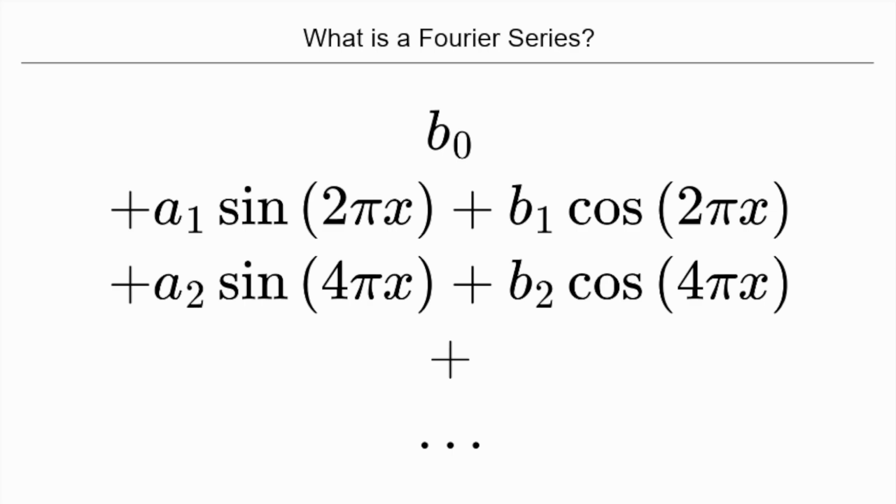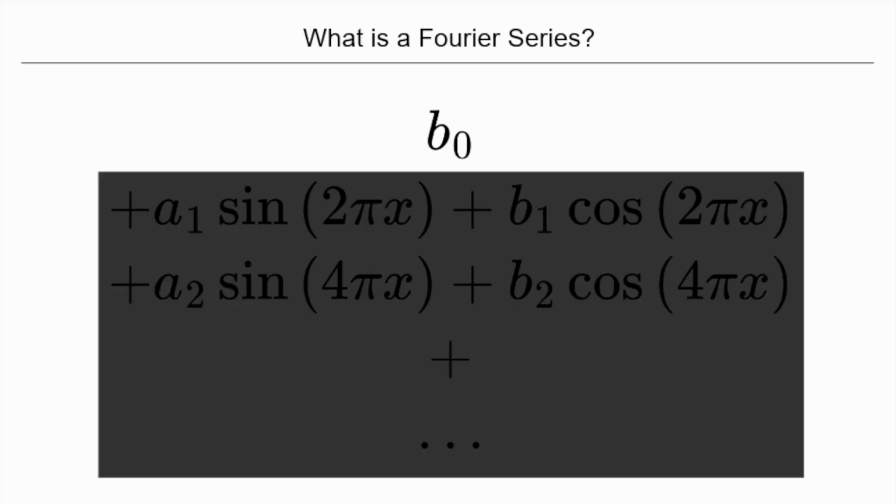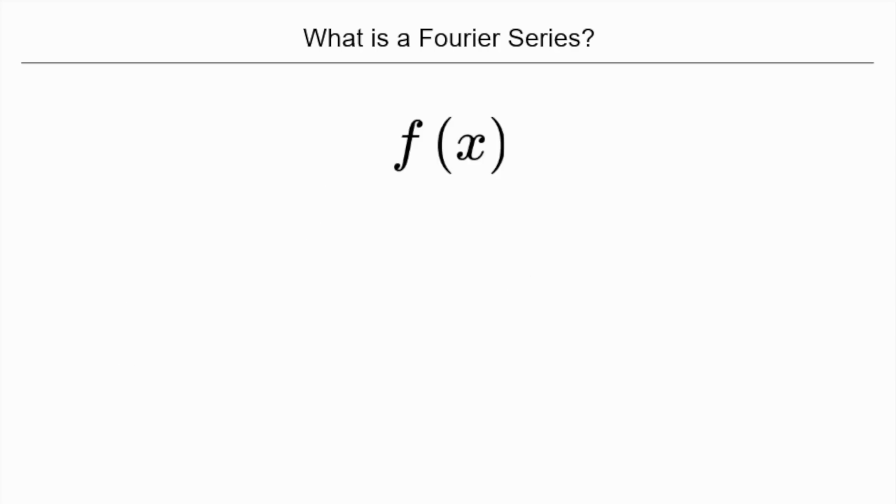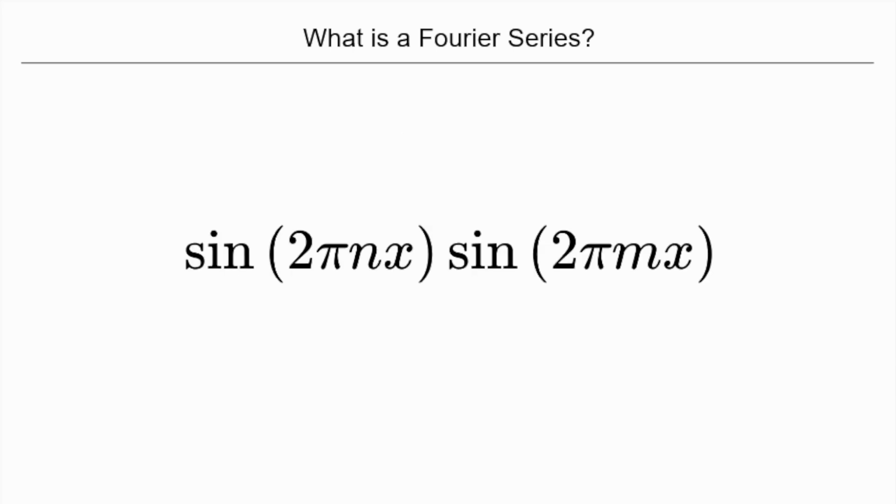This b0 is kind of different from the rest, because it doesn't repeat, it's just constant. This b0 is called the dc part of this function. The other terms are called the ac part of the function. So our goal now is, using a function f of x which repeats itself, to find these coefficients an and bn. The trick is to multiply sine of 2 pi nx by sine of 2 pi mx.